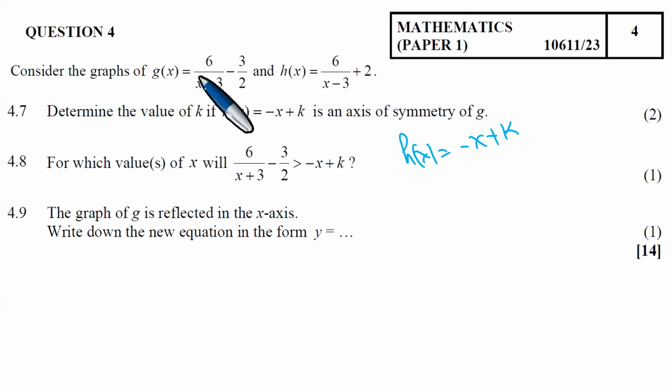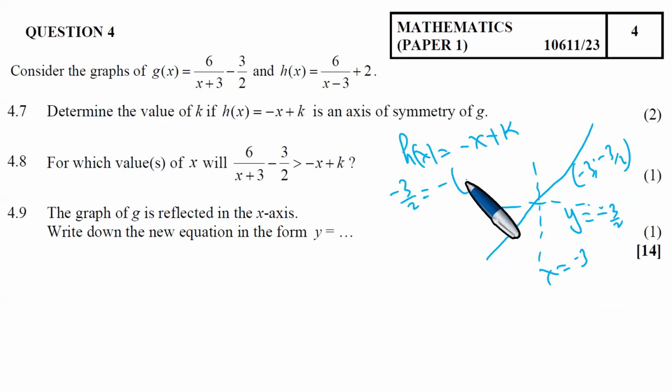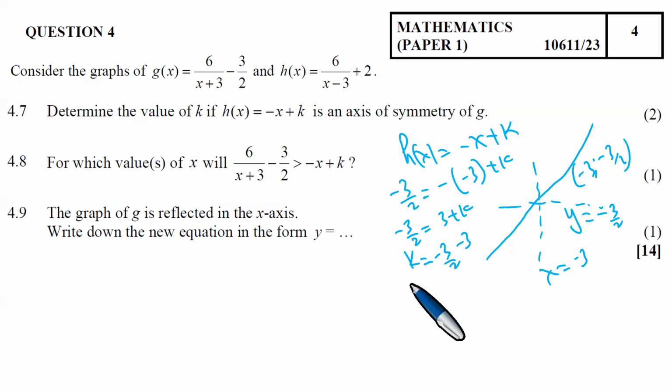The axis of symmetry passes through the intersection of the two asymptotes, the horizontal asymptote and also the vertical asymptote. So that at this point, you have the intersection, minus 3, minus 3 over 2. Y is minus 3 over 2, minus x. And then x is minus 3, plus k, which is 3 plus k. What is k? K is going to be minus 3 over 2 minus 3, which is minus 3 minus 6, which is minus 9 out of 2.